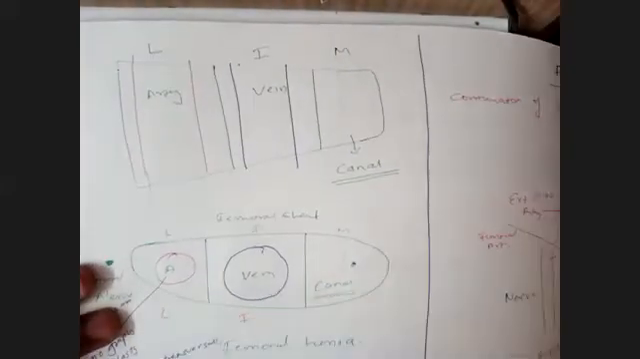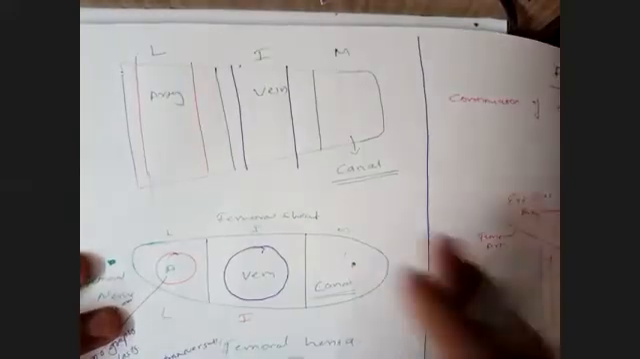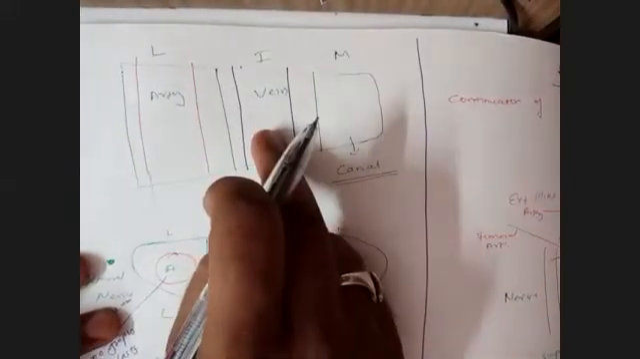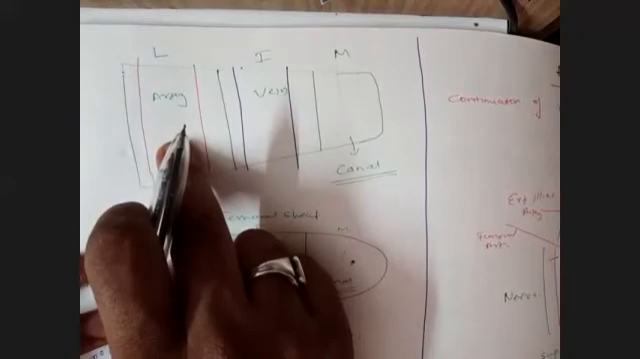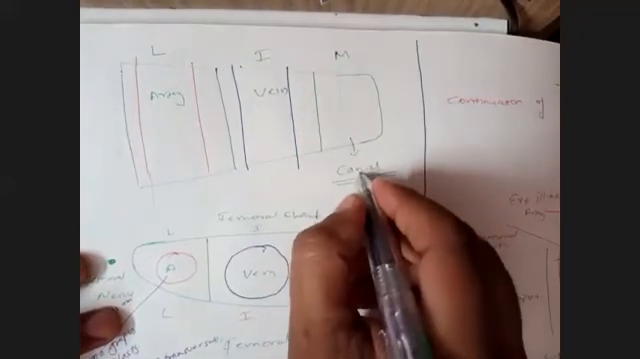So when I look from the front and actually open up and see, this is how I see. I see a vein. Lateral to the vein, I see the artery. And medially, I don't see anything. That is the femoral canal through which the herniation takes place.